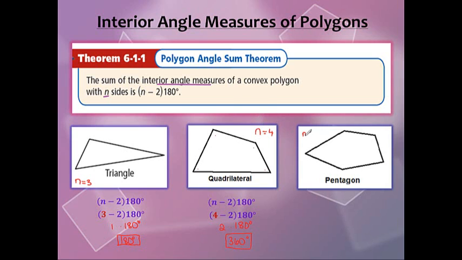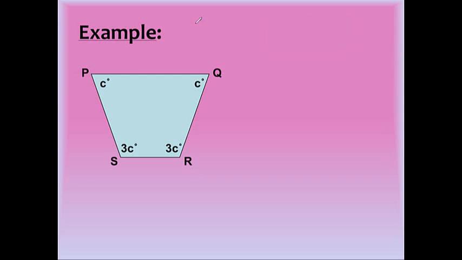So in this one, our n is 5. Using our formula, substitute 5 for n, and I get 3 times 180 degrees, which is 540 degrees. We can use that formula for any size polygon. In this example, we're going to find the value of c for this quadrilateral.